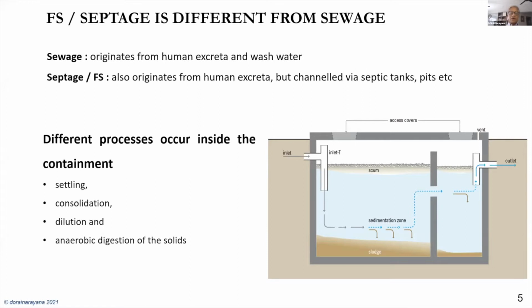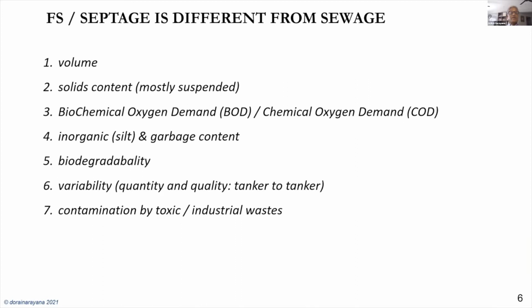But you can see from here also that the bulk of the water that enters, the sewage that enters, after settlement, the clarified water exits the containment. It's actually leaving the containment either through the outlet onto a soak pit or to a filter or to the drain or wherever, right? So only the solids are being retained. The bulk of the fecal sludge or septage consists of settled solids, which have also undergone some kind of anaerobic digestion. And this makes fecal sludge or septage very different from sewage.